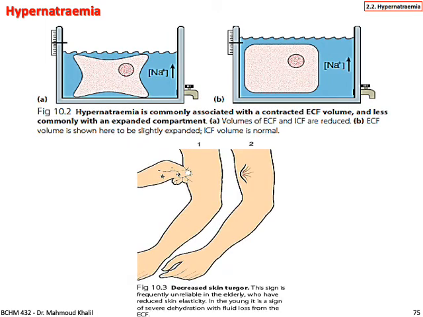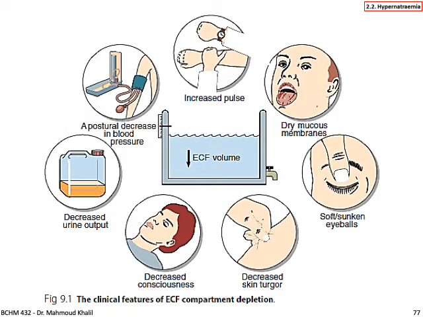As for the clinical features, you can see that the skin turgor is decreased. This sign is frequently unreliable in the elderly, because they lose a lot of elastic fibers in their skin. But if the patient is young, this means there is severe dehydration and fluid loss from the ECF. This means that the ECF is contracted, so the sodium concentration is increased. That's a case of hypernatremia. This summarizes the contraction of ECF volume, the clinical features, and how they relate to hypernatremia.